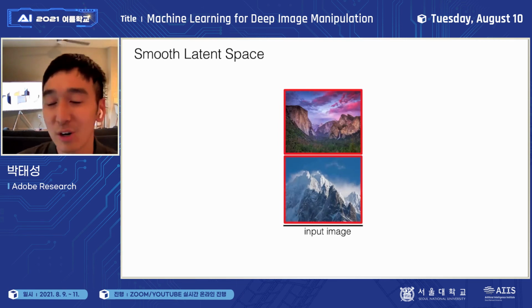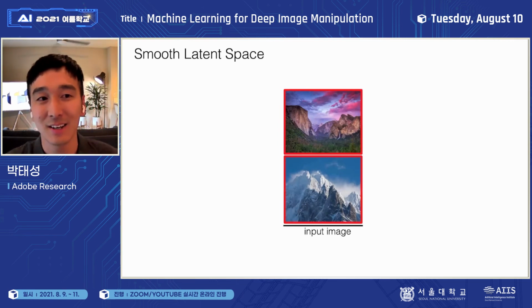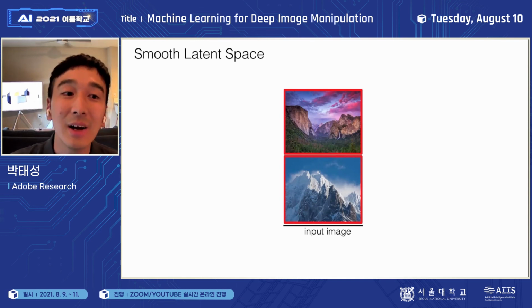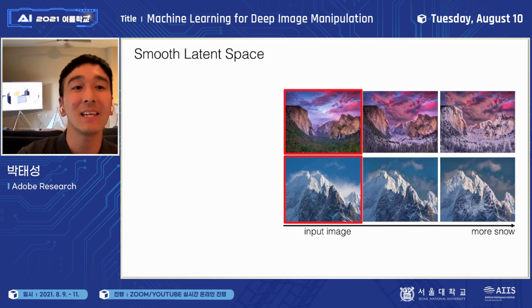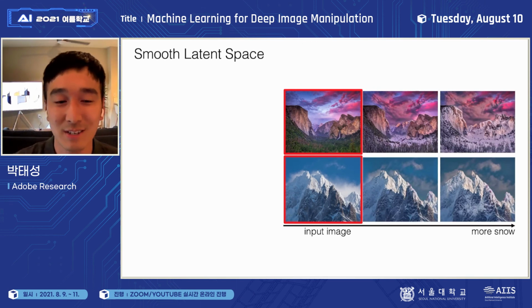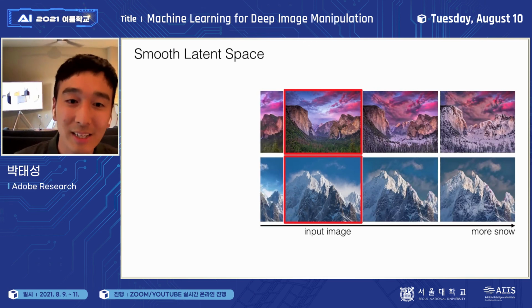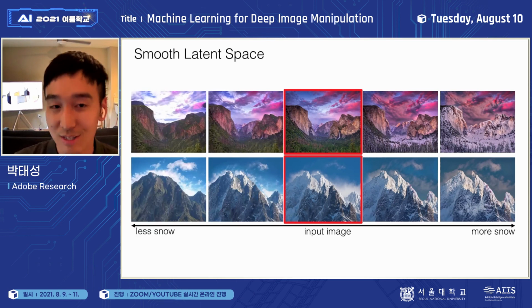So these are user-provided test images like Yosemite in California. We add this snow vector from the previous slide, and you can see that it actually adds snow to these input images gradually. And subtracting this vector actually removes snow.